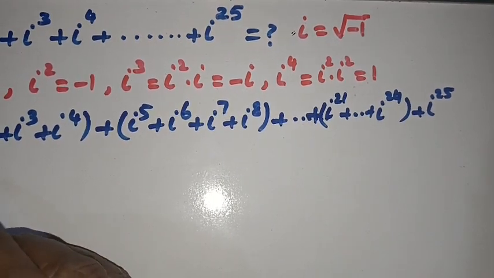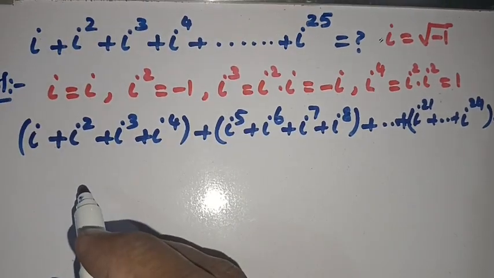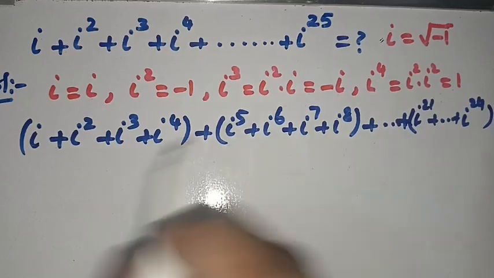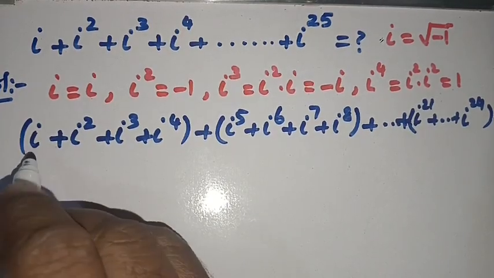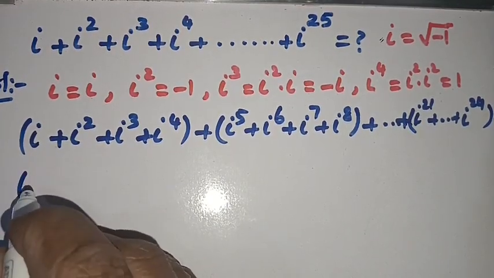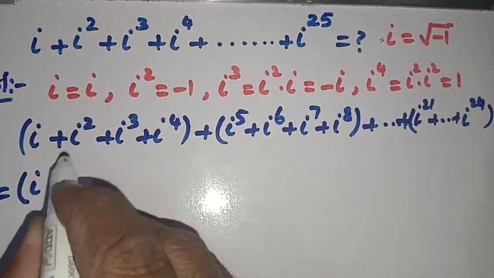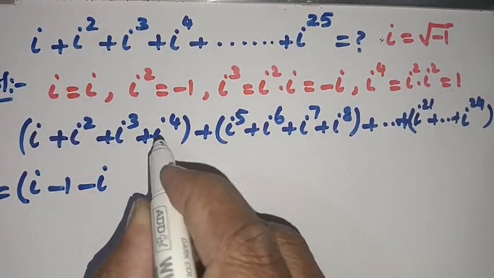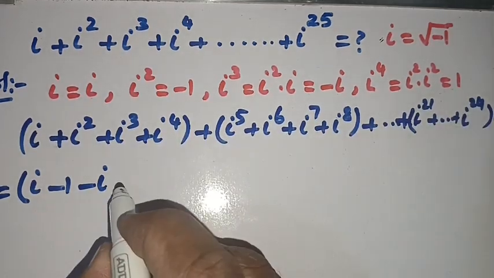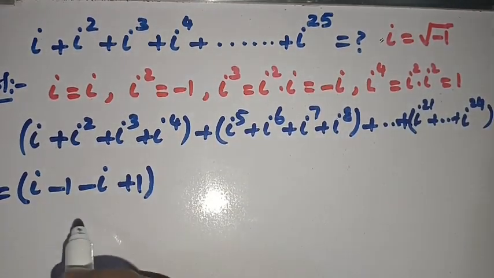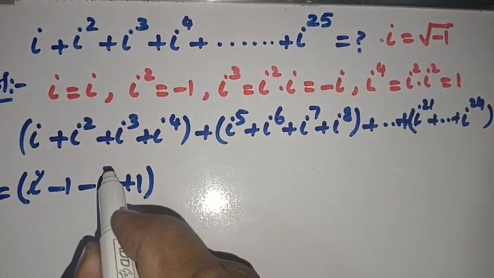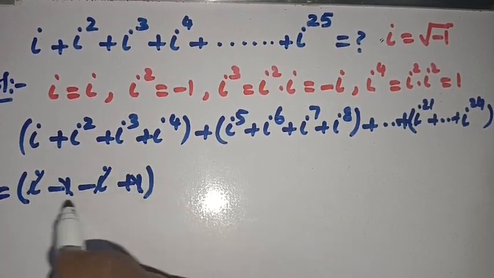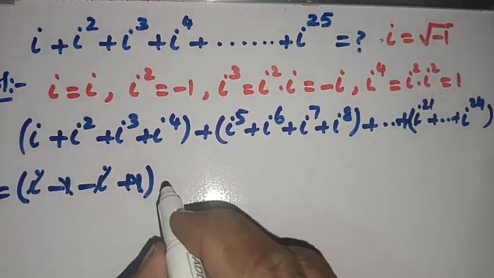Now in this first group we can see i plus i squared plus i cubed plus i to the power of 4. If we write the values, i is i, and i squared is minus 1, and i cubed is minus i, and i to the power of 4 is plus 1. So then we can see i and minus i, and positive and negative 1, cancel. The complete value in this first group is 0.